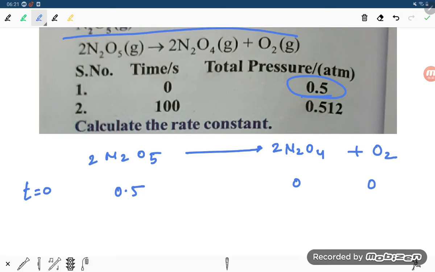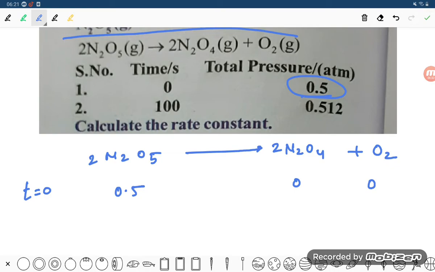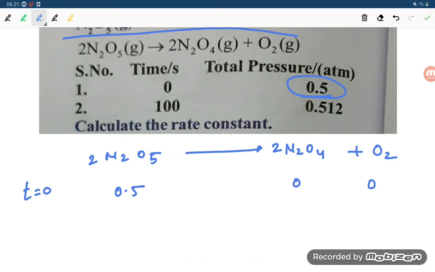But when the time becomes 100, suppose T is equal to 100 seconds, the pressure is 100. These are all the pressures in ATM. So that is what we are doing for the first case, we are considering case first.